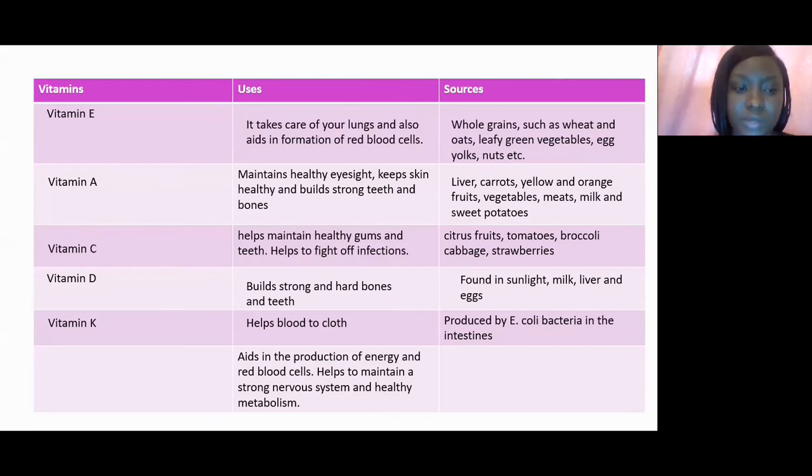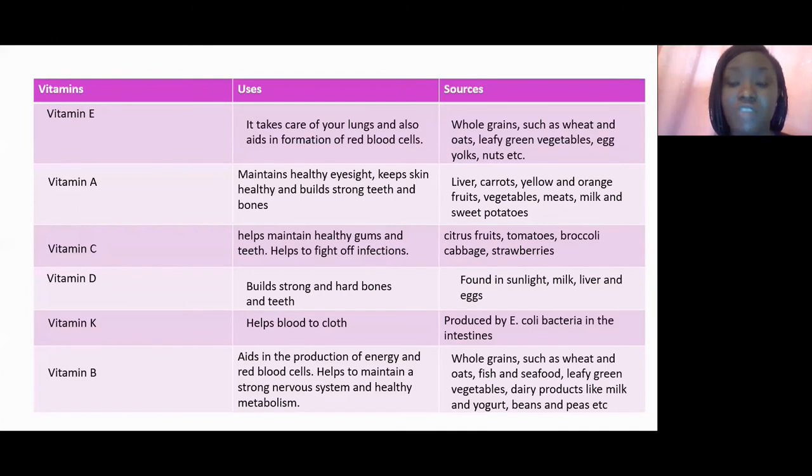Okay, and our last one, right? So just elimination, right? Aids in the production of energy and red blood cells. Helps to maintain a strong nervous system and healthy metabolism. We got E, we got A, we got C, we got D, we got K. So obviously the one left is vitamin B. Good. Sources include a variety of sources like whole grain, wheat, seafood, leafy greens, dairy products, beans, and peas. Okay, awesome job, guys.